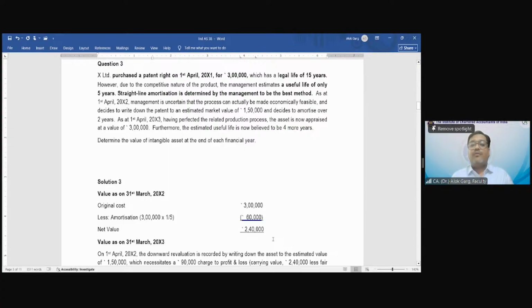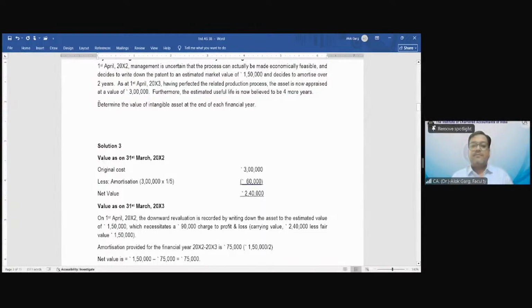So carrying value is 240. What is the recoverable value given in the question on 1st April? There was an impairment indicator. 1,50,000. So what is this 90,000? Impairment loss. 240 minus 150 will go to P&L. Now, what is your revised carrying value? 1,50,000. And what was the actual life? The life was 5 years, 1 year is gone. But the management also revised the remaining life to 2 years.